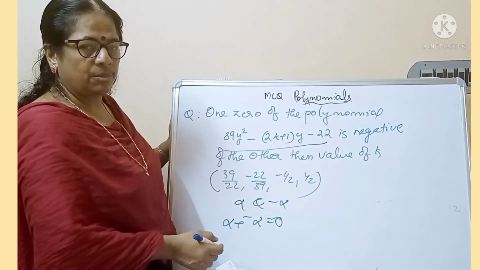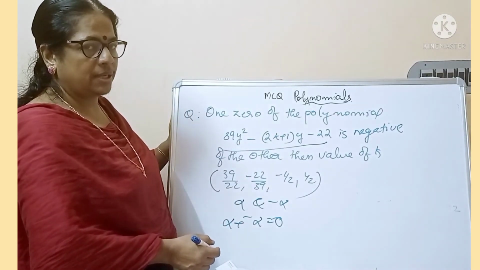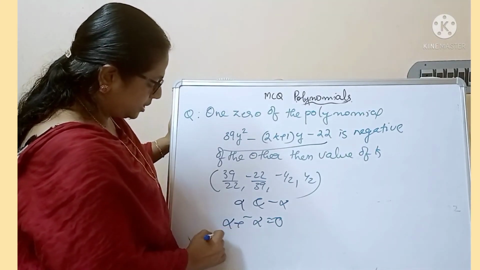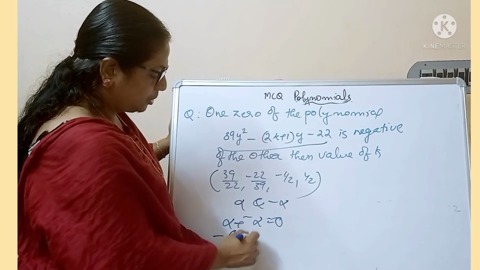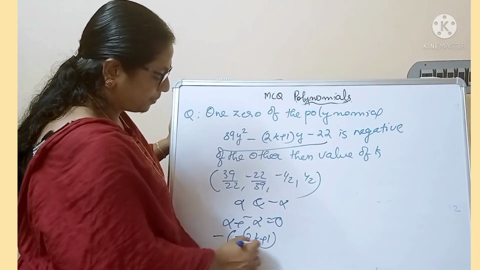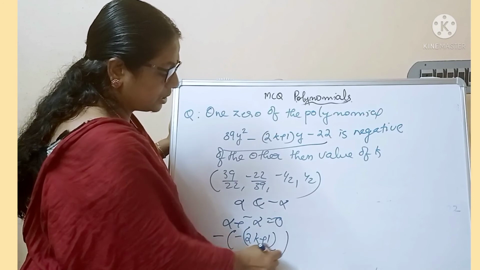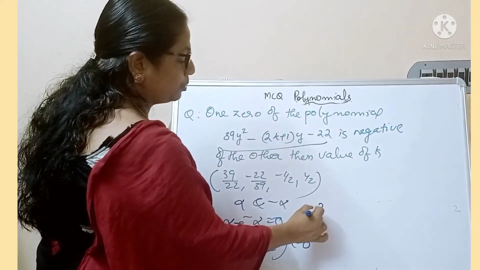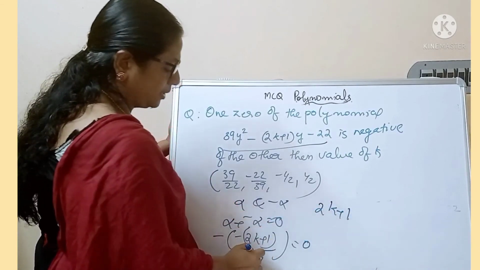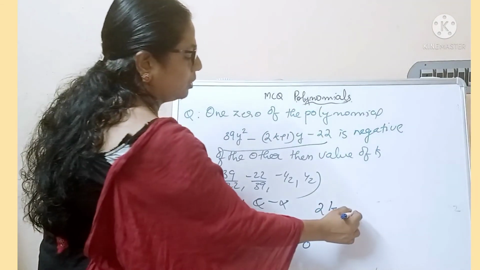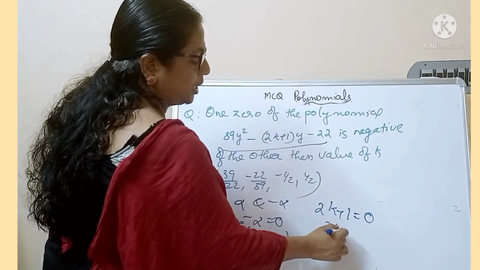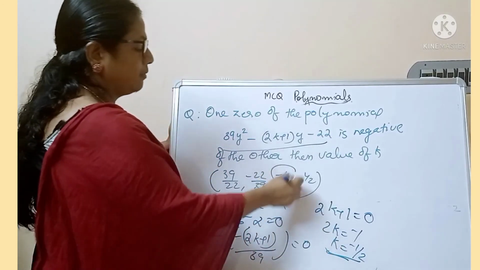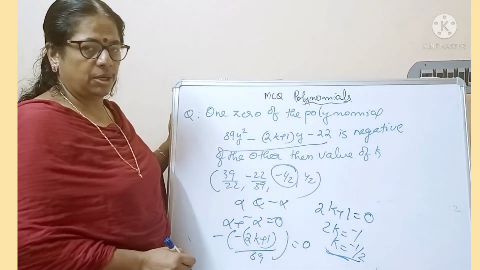Then from this polynomial, what is minus b by a? We know that minus b by a is the sum of zeros. So it is negative of negative (2k plus 1) by 39, which is equal to 0. Negative of negative is positive. So 2k plus 1 equals 39 into 0, which is 0. That is 2k equal to negative 1, k equal to negative 1 by 2. So the value is negative 1 by 2.